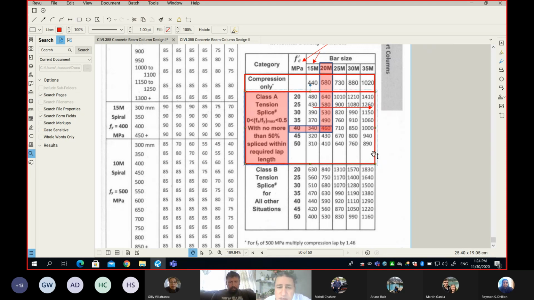It says class A, which is a tension splice, which means the fs over fy is anywhere between 0 and 0.5. You do that if it's case A. Please be patient until I show you what case A is and how we know if it's case A or case B. Finally, this is the last part of your table, called class B, which is anything else that's not class A or compression only.